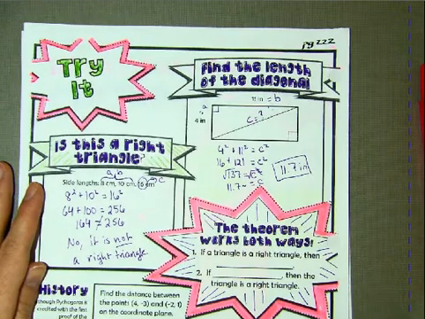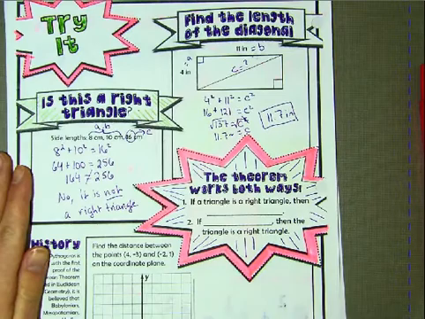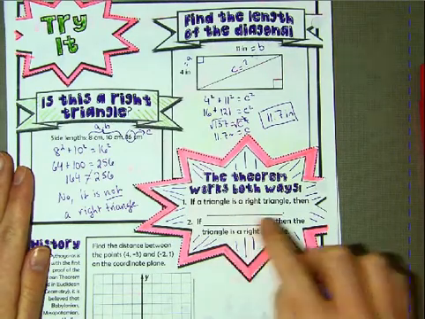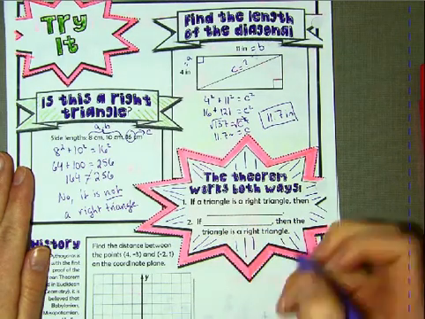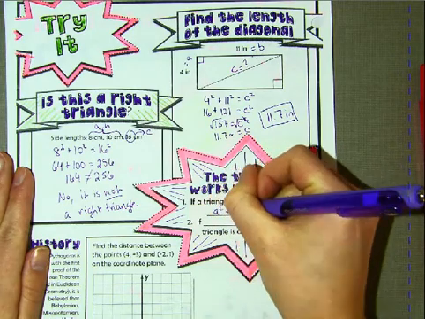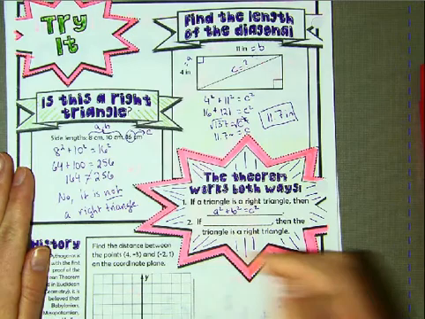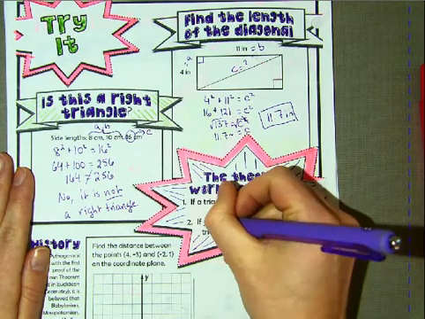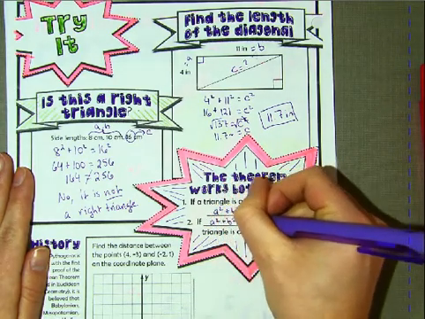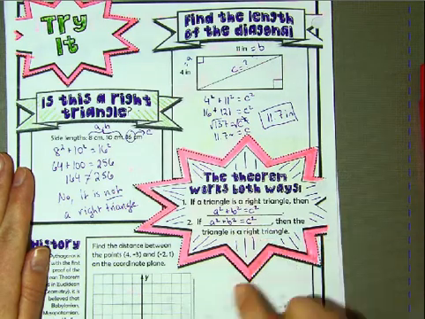So we can also use the Pythagorean theorem in the opposite direction. If a triangle is a right triangle, then we know that a squared plus b squared equals c squared. But we just showed that if we know that a squared plus b squared equals c squared, then the triangle is a right triangle.